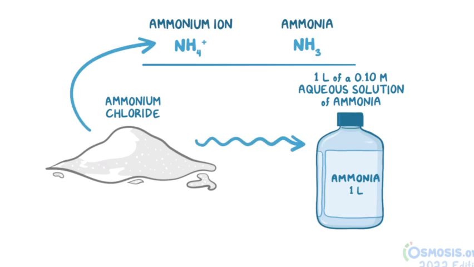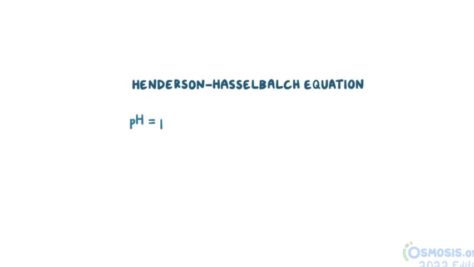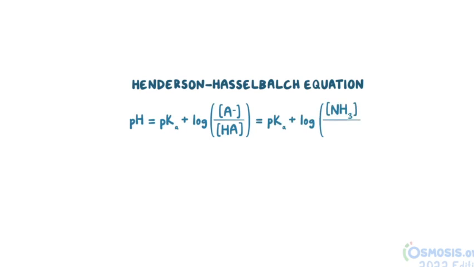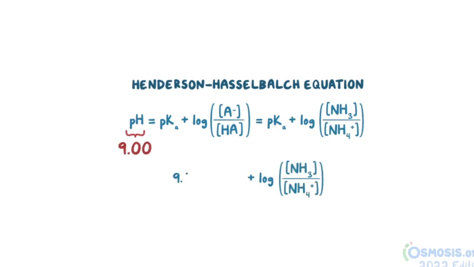To figure out just how many moles of the ammonium ion we need, we start again with the Henderson-Hasselbalch equation, which says that the pH is equal to the pKa plus the log of the concentration of the conjugate base over the concentration of the weak acid. For the buffer that we chose, the conjugate base is ammonia, so we plug the concentration of NH3 in the numerator. The weak acid is the ammonium ion, so we plug the concentration of NH4+ into the denominator. We can also plug in the desired pH of 9 and the pKa of the ammonium ion, which is 9.25.